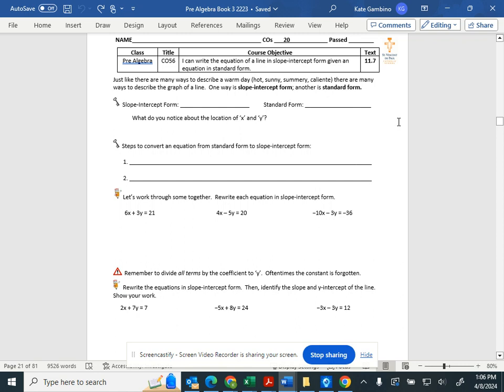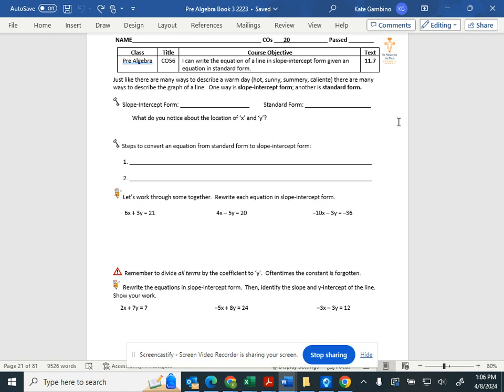Afternoon. Today we are continuing with slope-intercept form, doing CO56. I can write the equation of a line in slope-intercept form given an equation in standard form. So we're going to learn what standard form means.